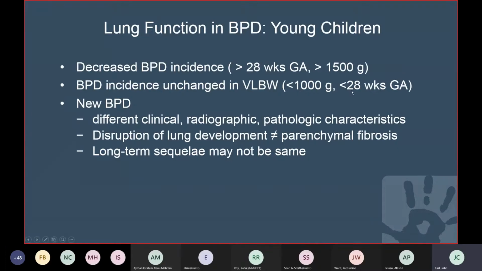And although at 28 weeks, the new BPD has different clinical, radiographic, and pathologic characteristics that primarily reflect disruption of lung development, but not as much parenchymal fibrosis. And the long-term sequelae as well may not be the same.